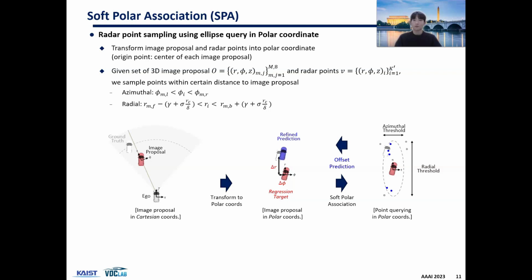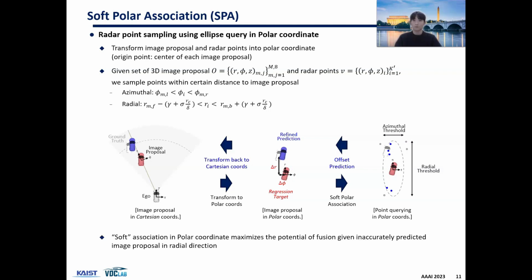And after associating radar points, we predict the offset in the same polar coordinate system. And then we transform it back to the Cartesian coordinate system to get the final prediction results. So the soft association in the polar coordinate system maximizes the potential of fusion given inaccurately predicted image proposals, specifically in the radial direction.